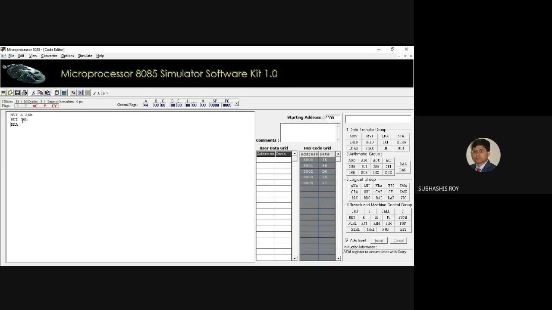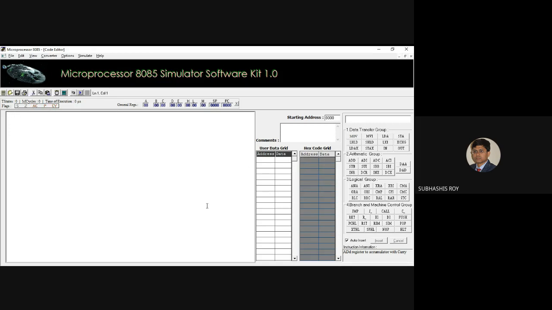Is there any scope of getting 44 when you are subtracting this thing with this? No. That means DAA is not applicable for the subtraction operation. It is applicable only for the addition operation. So that is the case you need to remember.